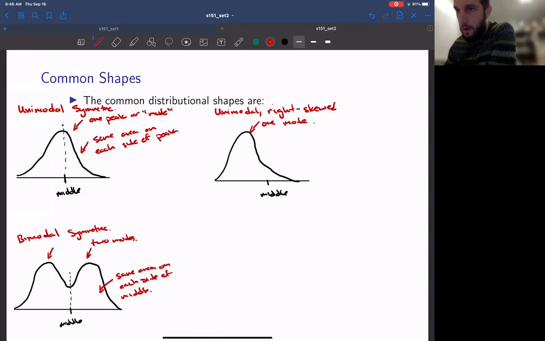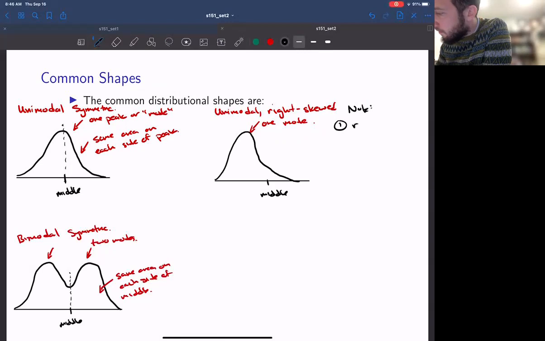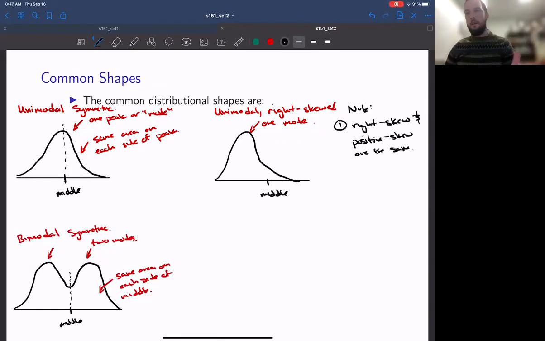Now, it's worth pointing out that right skew and positive skew are the same. Okay, so an object that is right skewed is also positive skewed. That's an interchangeable definition. So when we're talking about skewness, we're talking about the direction of that skewed tail.